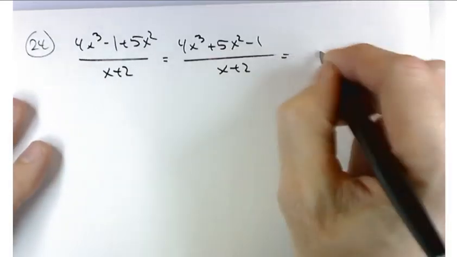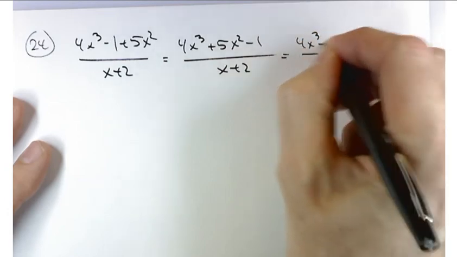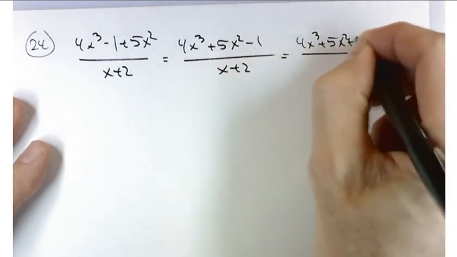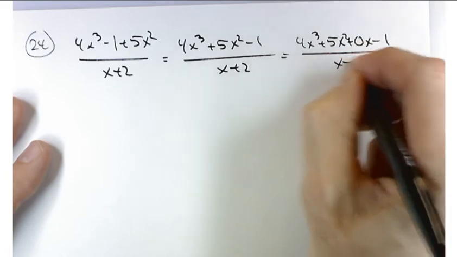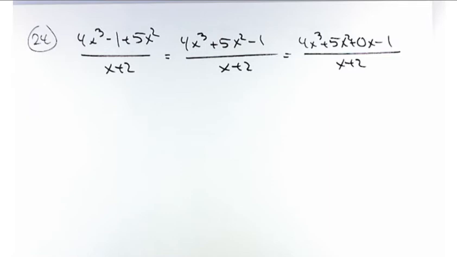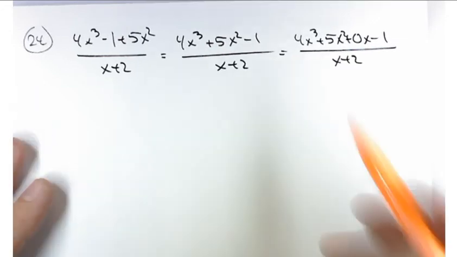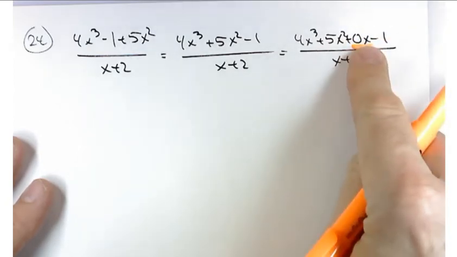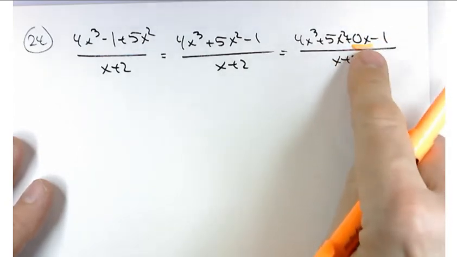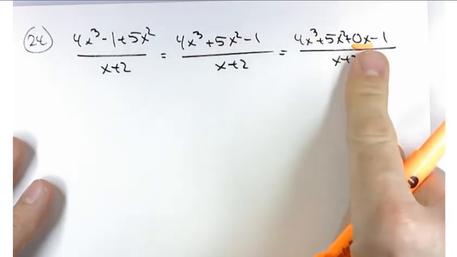Good. You have to account for all of the variables. So 4x cubed plus 5x squared plus 0x minus 1 over x plus 2. So you have to account for all the variables and in descending order. Well, 0 times anything is just 0. So putting in a 0x doesn't really change this expression from this.